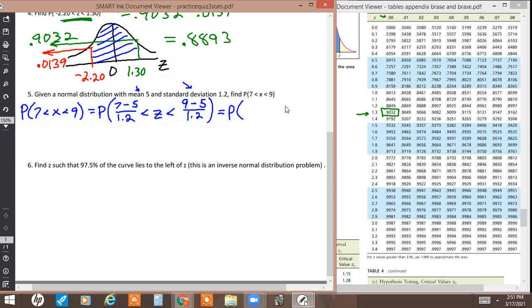And we're going to round these to the hundredths place. 7 minus 5 divided by 1.2 to the hundredths place is 1.67. You round to the hundredths place so you can use the table. That's going to be less than z, that's going to be less than 3.33 on the upper bound.